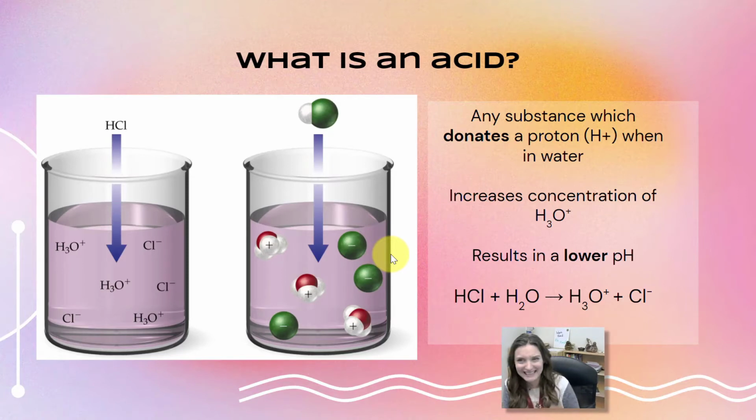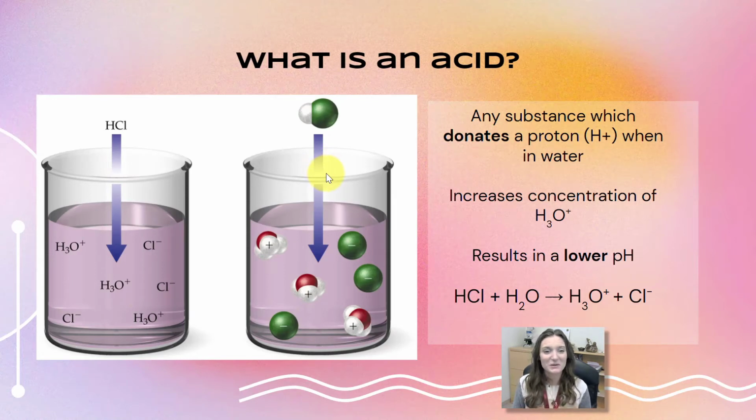Okay, so water's cool. It can pick up or it can donate an extra hydrogen ion. So, okay, but what's an acid? You're like, water can be both an acid and base. Well, what does that really mean chemically? An acid is any substance which donates a proton, H+, when it's dissolved in water. Okay, this H+ that it donates is usually picked up by water to form hydronium.